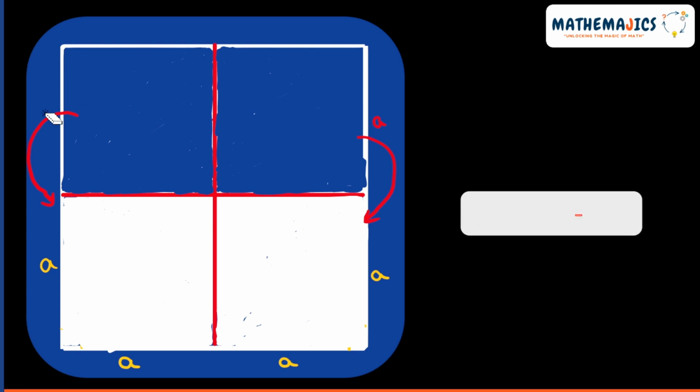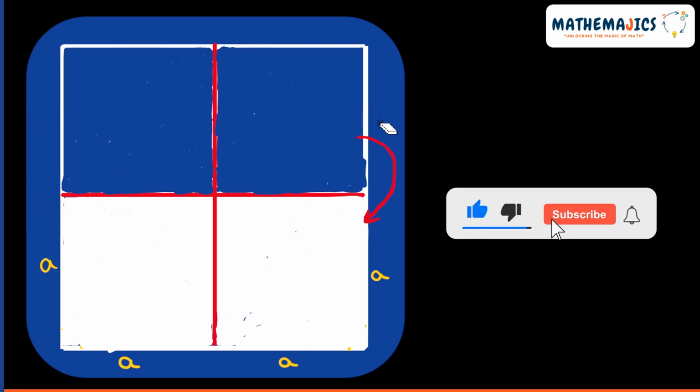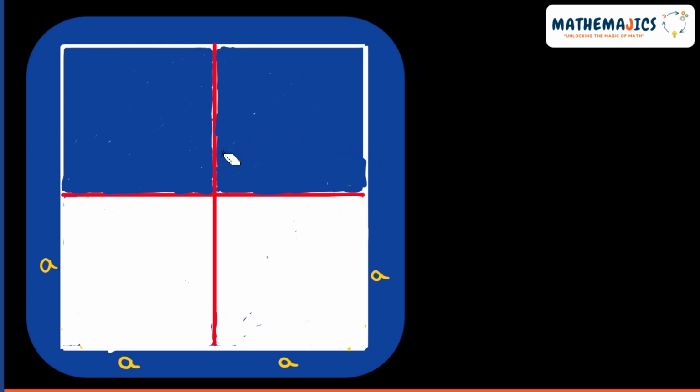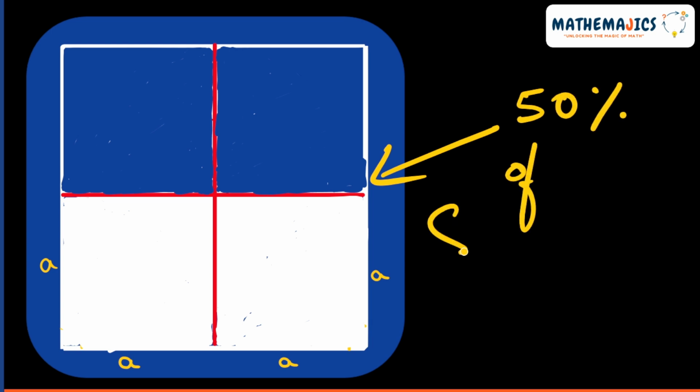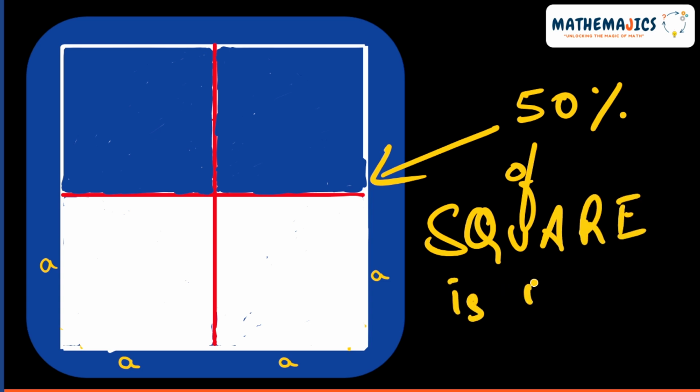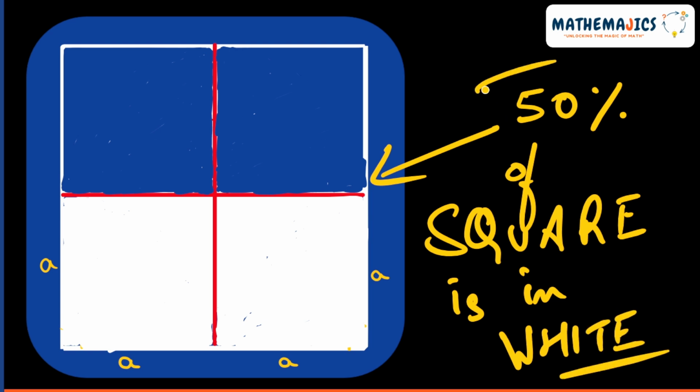Now, as we have shifted this white color to the bottom on both the sides, right side and left side, now it is very easy to understand how much percentage of the square is in white color. We can clearly see that 50% of the square is in white color, correct? We can clearly see that. So no need of any calculation. We can say that 50% of the square is in white color, or we can say 50% of the square is in blue color, correct?